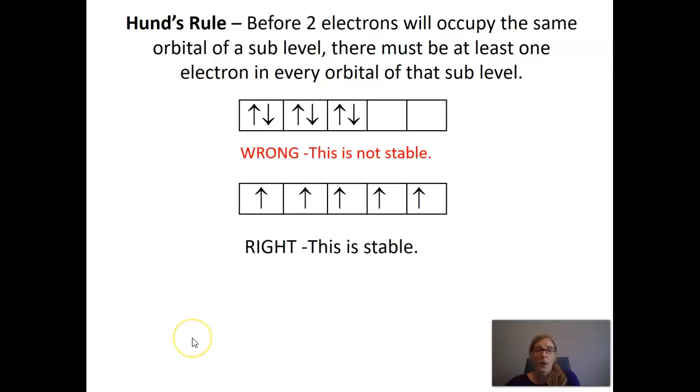So a d sublevel would have 5 orbitals, or 5 rooms, 5 boxes. If we had 6 electrons to put in that sublevel, we would give them each their own room first before forcing them to pair up.